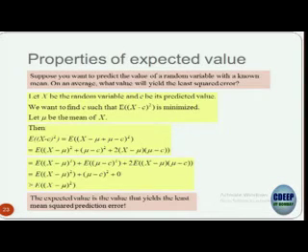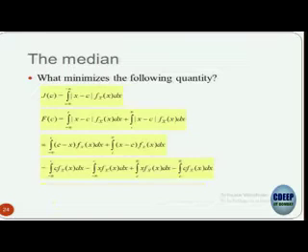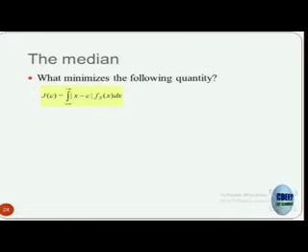Now, we are going to change this (X minus c) squared to the absolute value of X minus c. In other words, I want to find a value c such that the expectation of the absolute value of X minus c is minimized. So, this is the proof for that. Which is the quantity I want to minimize? J(c) equals the integral from minus infinity to infinity of |x minus c| f_X(x) dx.